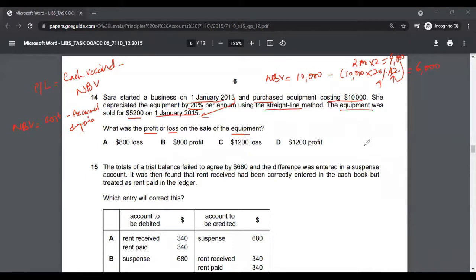My net book value is $6,000 and I have sold the asset for 5,200. So 6,000 is the net book value. Cash received is 5,200. I have a loss of $800, right? So Sarah has a loss of $800. Therefore, the answer to multiple choice 14 is option A.